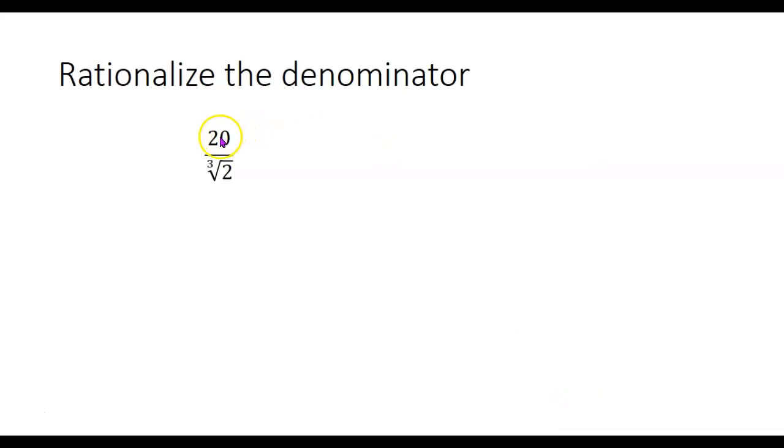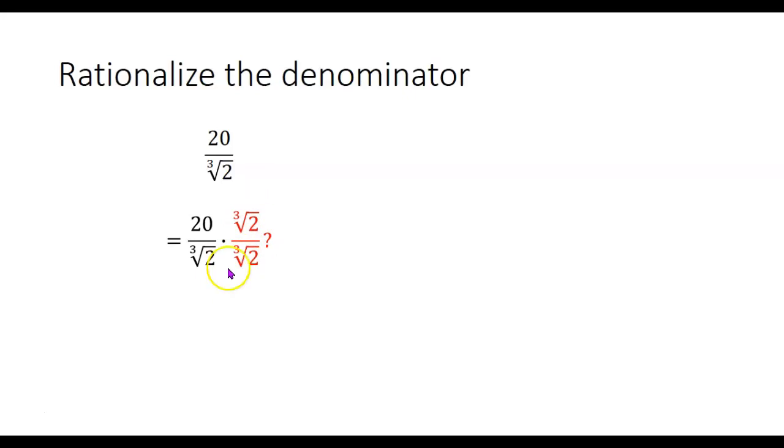Next example, 20 over the cube root of 2. So this time we don't have a square root, we have a cube root. What can we multiply that by to rationalize that denominator? What do you think I'm going to multiply the cube root of 2 by? Your first guess might be the cube root of 2.